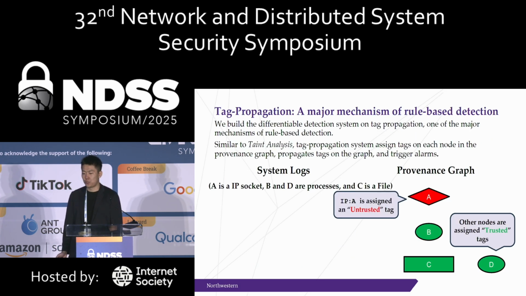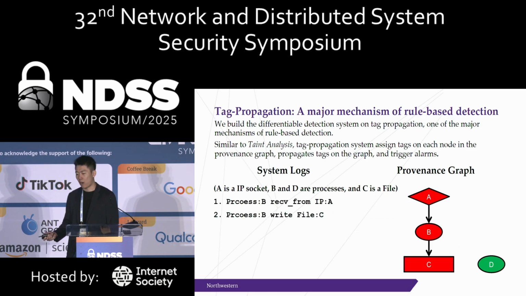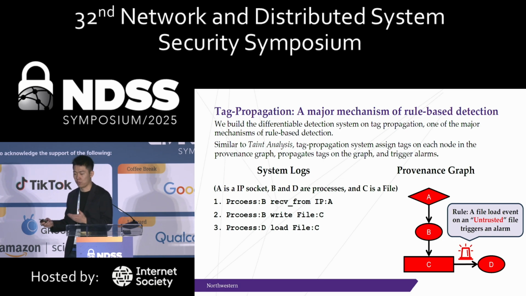Let's dive deeper into the details. In this paper, we use attack propagation, which is one of the major mechanisms of rule-based detection. It's similar to taint analysis. In attack propagation, we assign some tags to the nodes on the provenance graph, probably some malicious tags, as shown in the red nodes. As events occur, we propagate the malicious tag across the entire provenance graph. And by applying the alarm triggering rules, we get some alarms in this detection process.